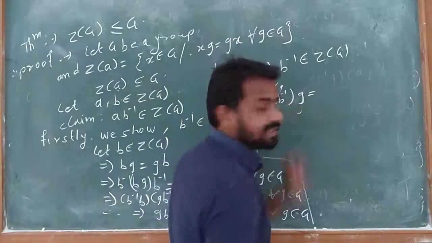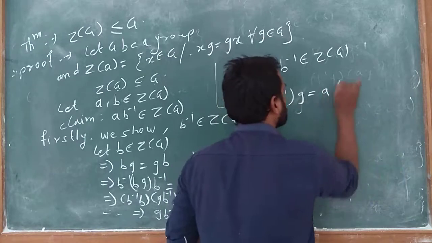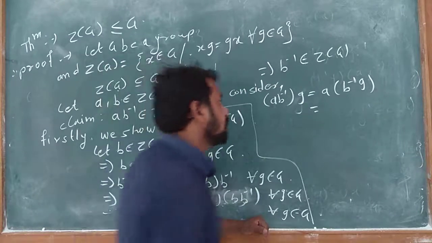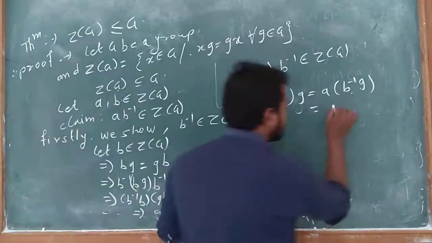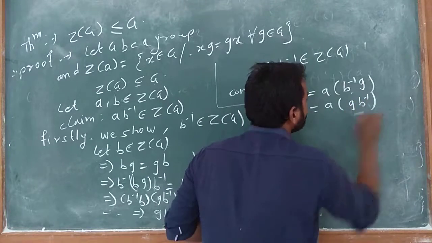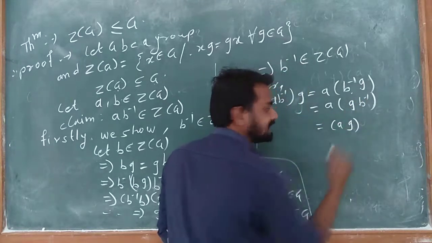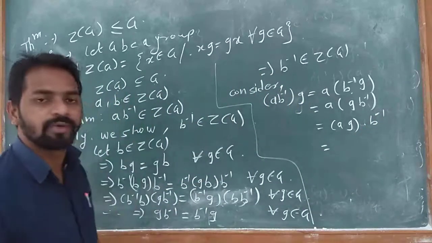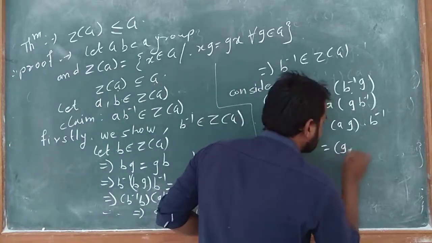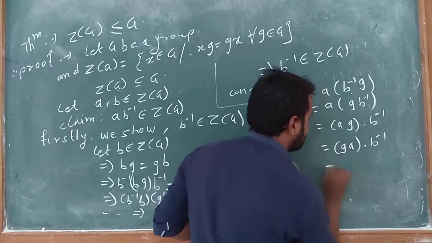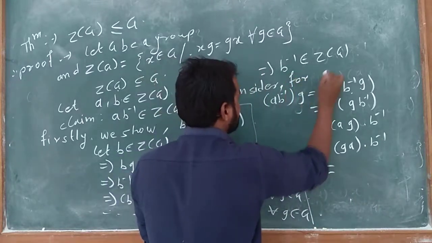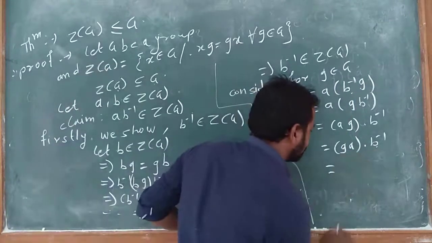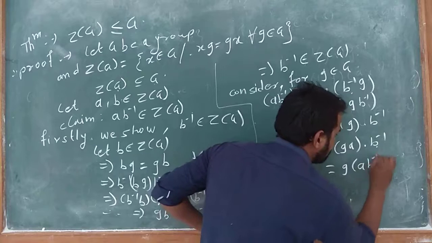Now what is A B inverse into G? It is equal to A in a bracket B inverse G by associativity. We are getting A in a bracket B inverse G, but B inverse G is equal to G B inverse, therefore we are getting A G into B inverse by associativity. But A belongs to Z of G, therefore A commutes with all elements of G, therefore we are getting G A into B inverse for any G belongs to capital G. G A into B inverse, but we get G into A B inverse.